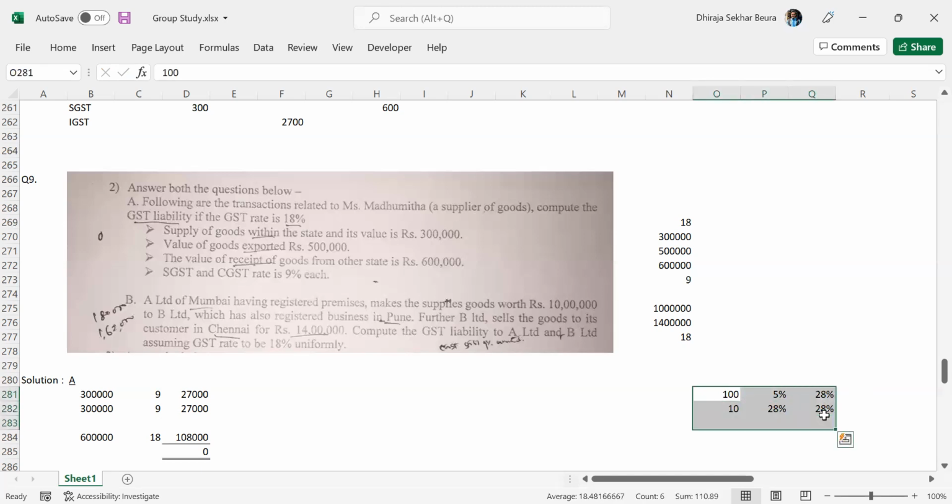No questions, right? Very easy to remember. So the 28% is applicable on the whole 110 amount, rather than individually. Yes, that is correct. No questions, right? Easy to understand.